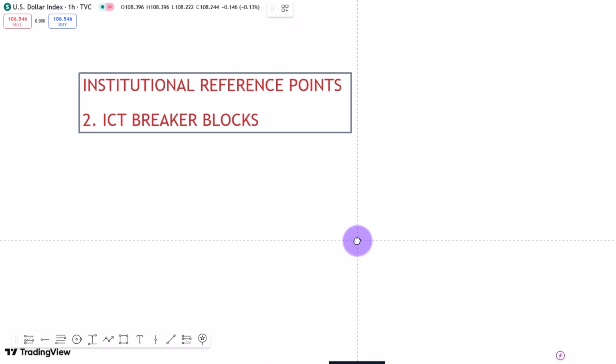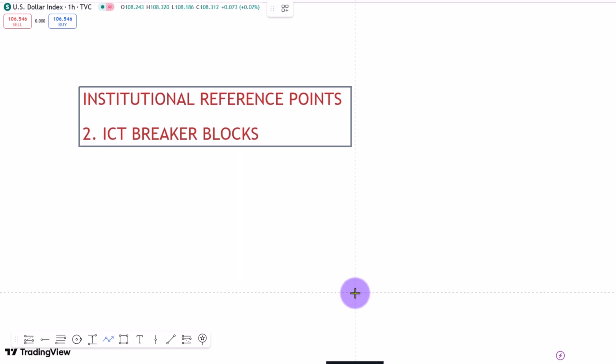The ICT breaker block is the second institutional reference point in its order of importance, following the mitigation block, and it has the power to scale up your trading performance if you master how to use the breaker blocks. There are 2 types of breakers: the ICT bullish breaker and the bearish breaker.